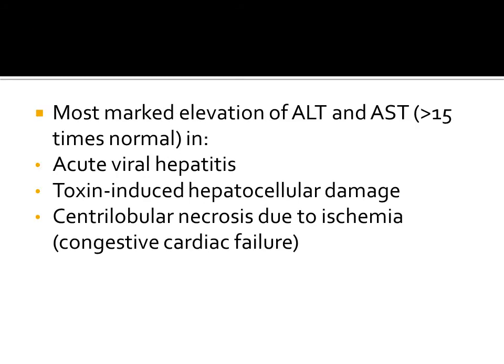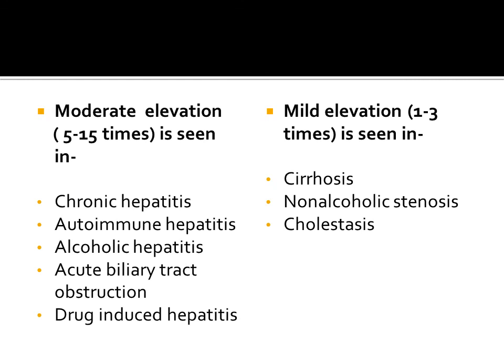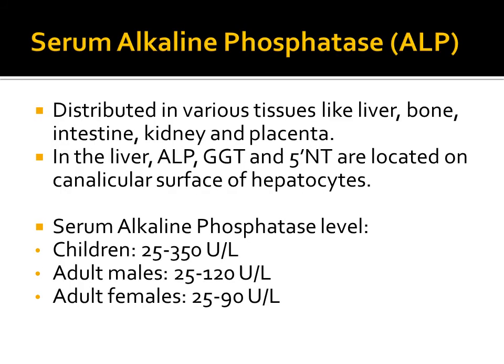There is marked elevation of these enzymes in acute viral hepatitis, toxin-induced hepatocellular damage, or due to CCF when there is ischemic necrosis of the liver. Moderate elevation, that is 5 to 15 times the normal level of SGOT and SGPT, is seen in chronic hepatitis, autoimmune and alcoholic hepatitis, and drug-induced hepatitis. And very mild elevation will be seen in non-alcoholic steatosis, fatty liver, and cholestasis.